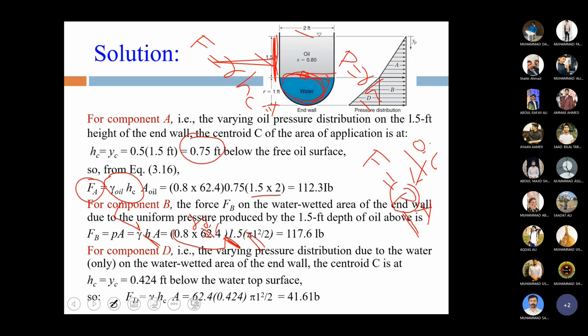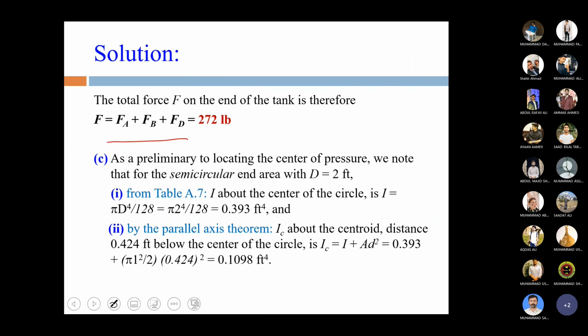So last part for this force is F of D. अब F of D क्या है बेसिकली, हमें पता है फोर्स जो डायरेक्ट हम निकालते हैं, F is equal to gamma HCA. अब gamma here it would be of water and HC is the centroid of semicircle which we have calculated as 0.424. Okay, gamma here just look at this gamma HCA. अब एरिया जो है वो सेम होगा वाटर का, ठीक है जी. So we can add all the three forces to get the total force.